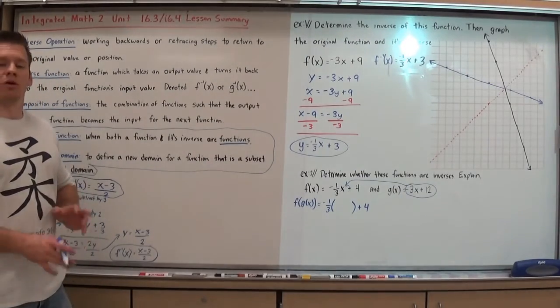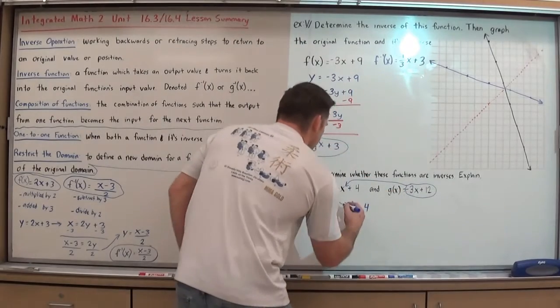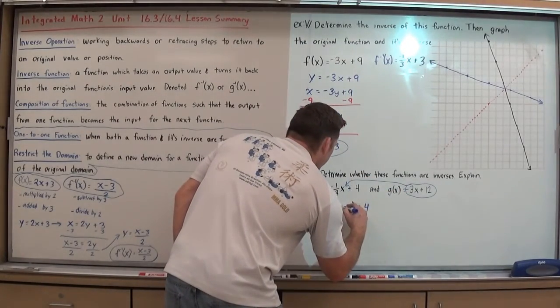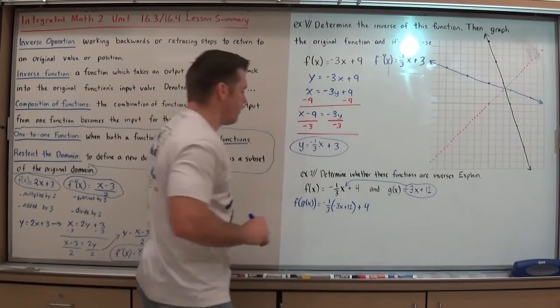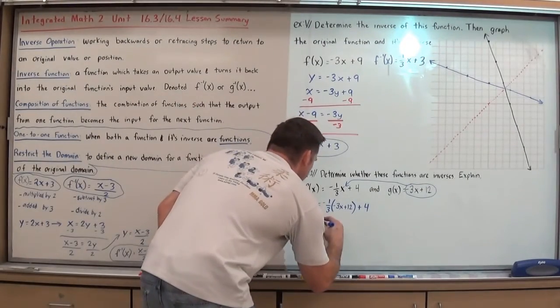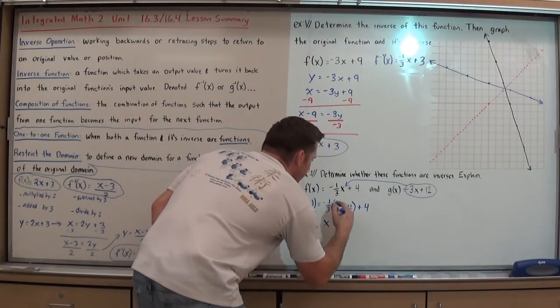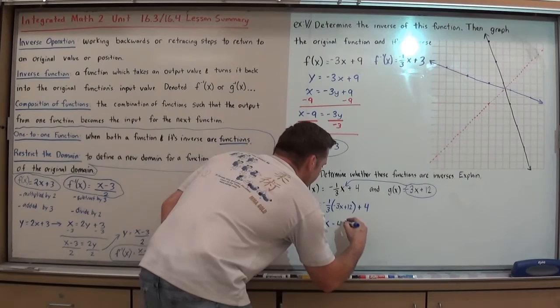And then plus 4 is outside of the x, so it's separate. And in the parentheses, I'm going to plug in negative 3x plus 12. And then I'm just going to simplify what I have here. So let's see what that becomes. Negative 1/3 times negative 3 is positive 1x. Negative 1/3 times 12 is negative 4.